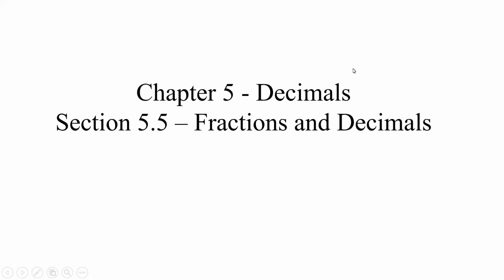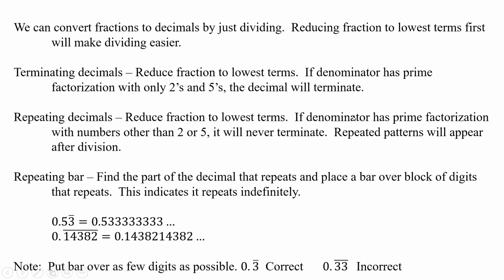Okay, let's look at section 5.5, fractions and decimals. So we can convert our fractions to decimals just by dividing. Basically, the easiest way to do it is reduce your fraction to lowest terms first, and then when you divide, it'll be much easier. If you have a huge number divided by a huge number, that's going to be a lot harder than if you can reduce it down to a smaller number over a smaller number.